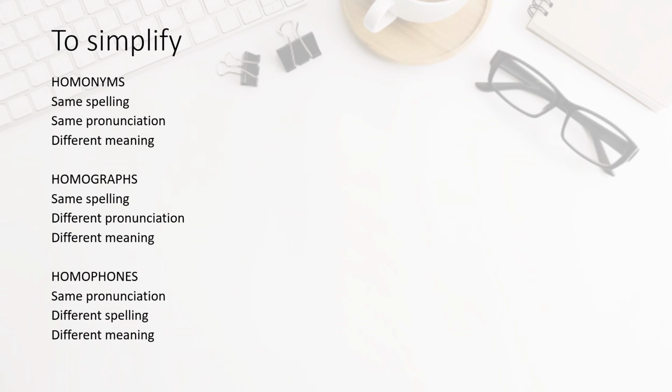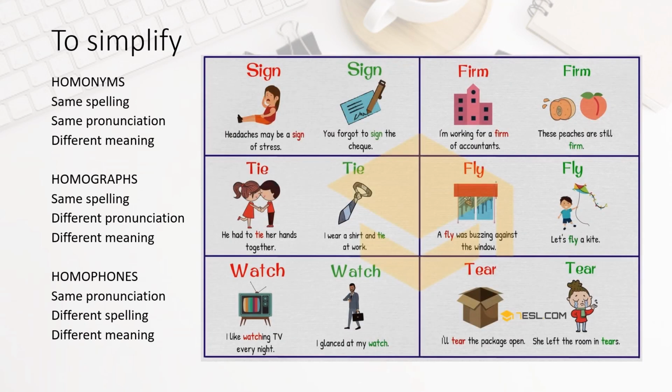Our next example will show you different types of homographs. So to review, homographs should have the same spelling, different pronunciation, different meaning. The most obvious of these examples can be seen on the lower right side of the photo. So you have tear and tear. Tear refers to the action of opening something or ripping it apart, while tear is a manifestation of an emotion.